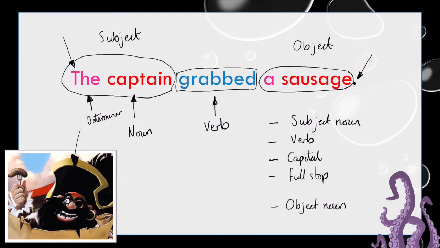Quite often a verb needs something else to do it with. So you can talk to another person, you can pick up a plate, a lot of the verbs need a second thing to interact with. We could just say the captain grabbed, but you would be left there thinking, brilliant, I'm imagining him doing some grabbing motion, but it'd be nice to know what he was grabbing. So, the captain grabbed a sausage. Subject noun, verb, object.